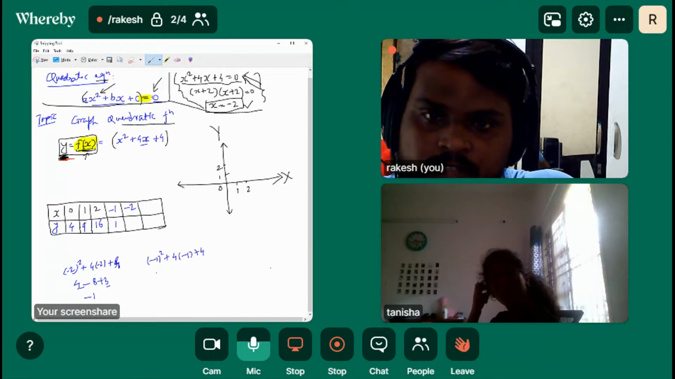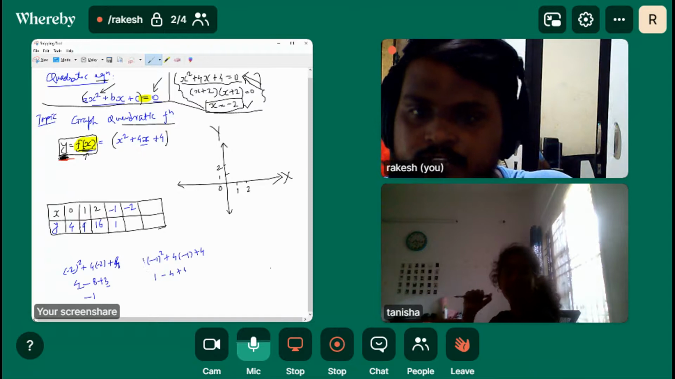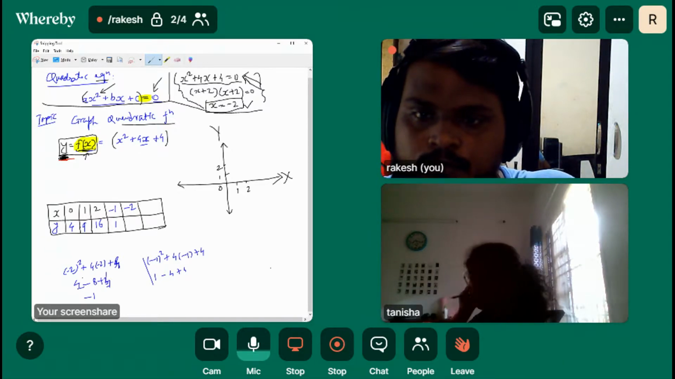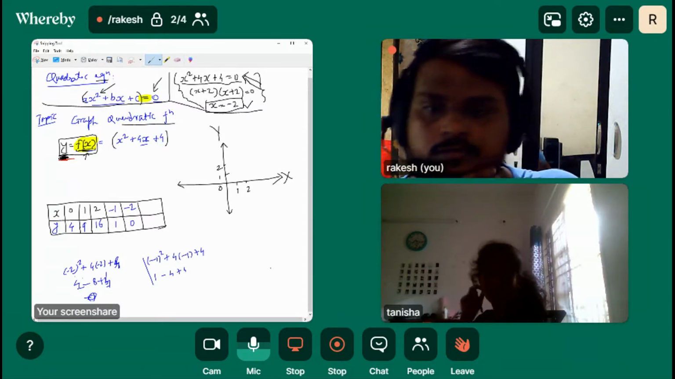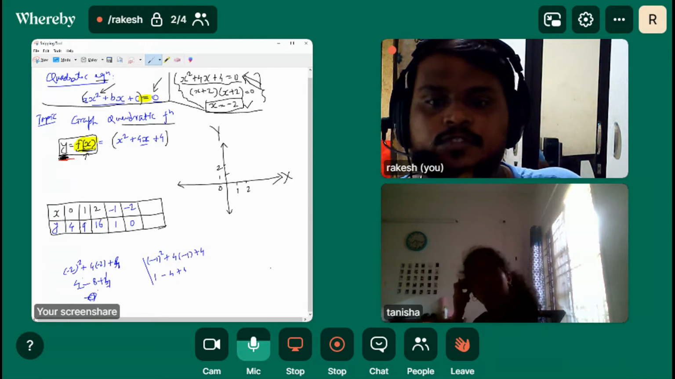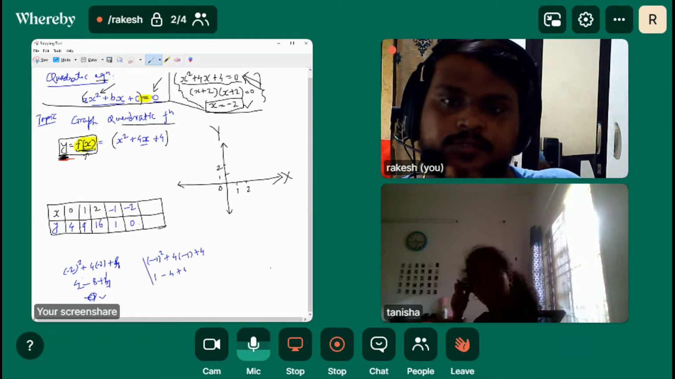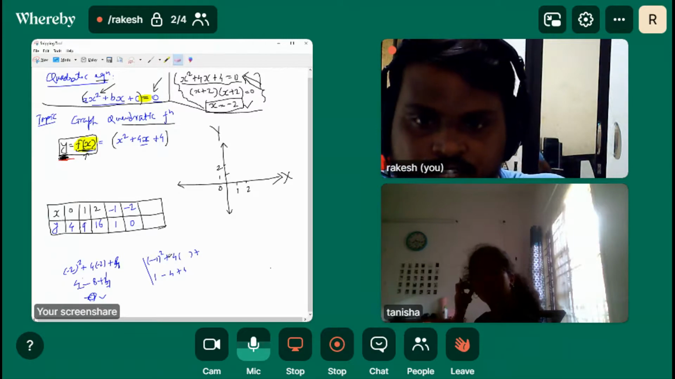So for -1, it is supposed to be 1 minus 4 plus 4. Okay, yeah, that was right. So 4 plus 4 minus 8 is 0, right? Okay, so let's try to plot these points, and then we'll draw the graph.